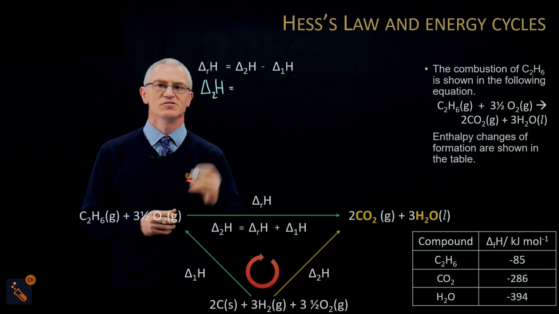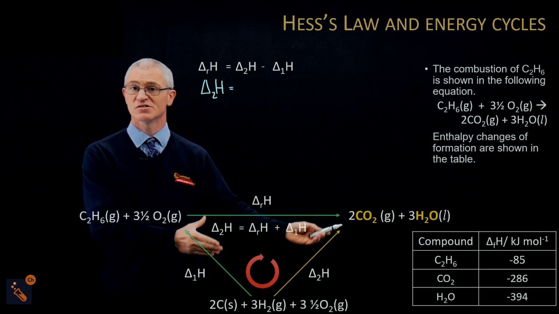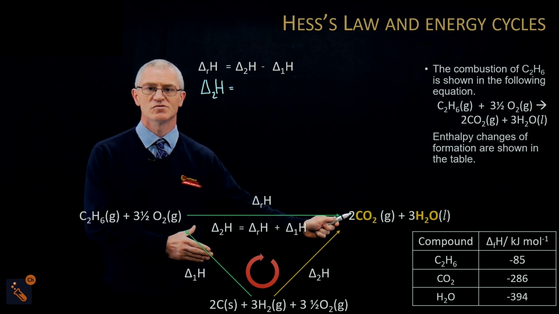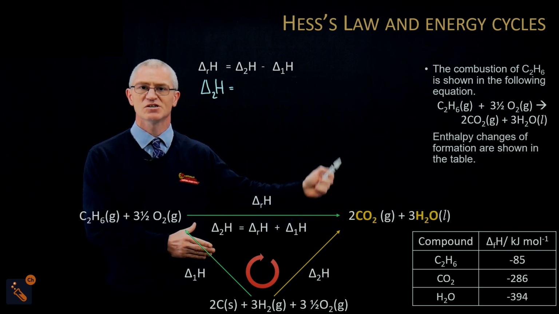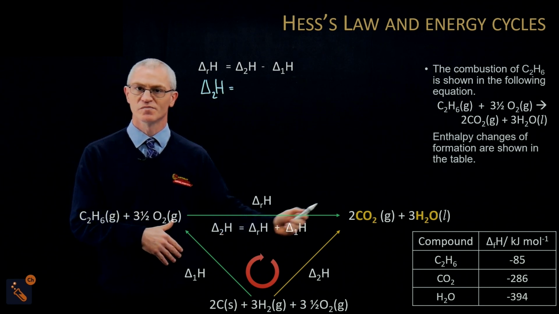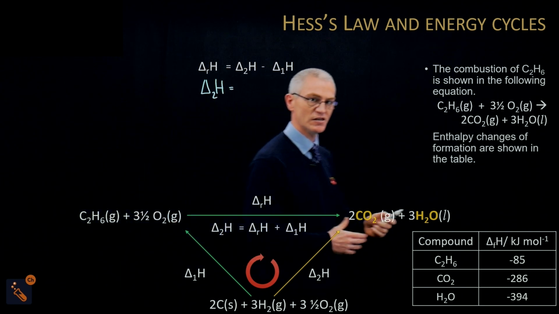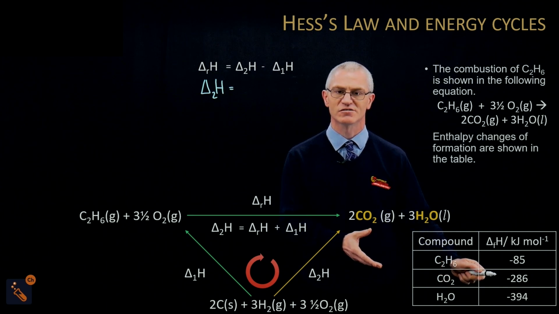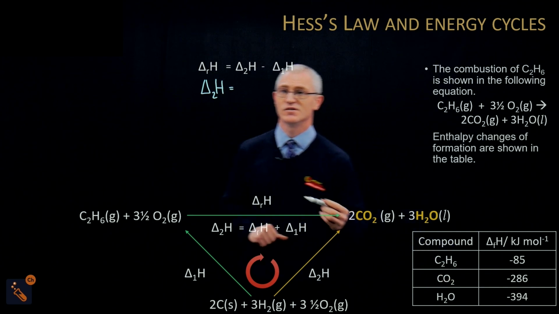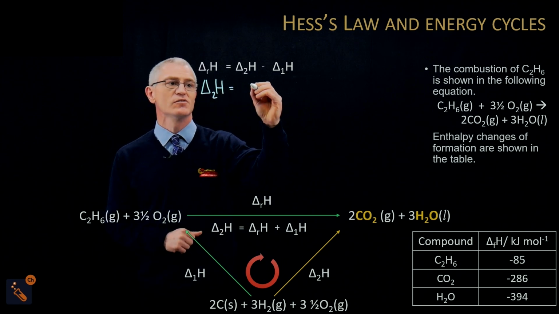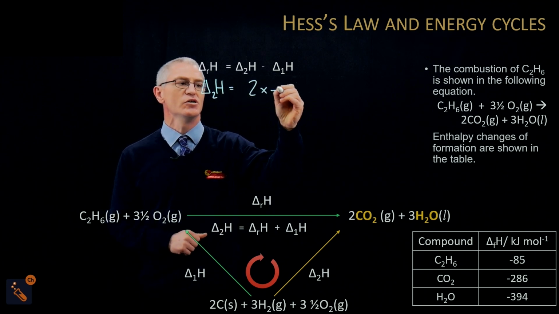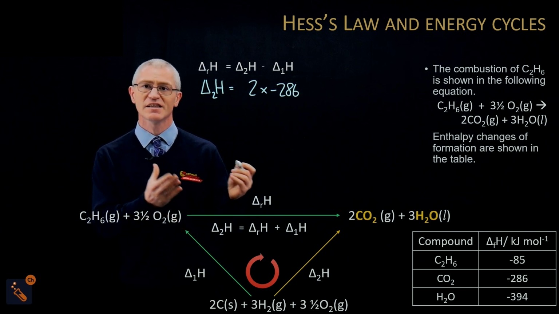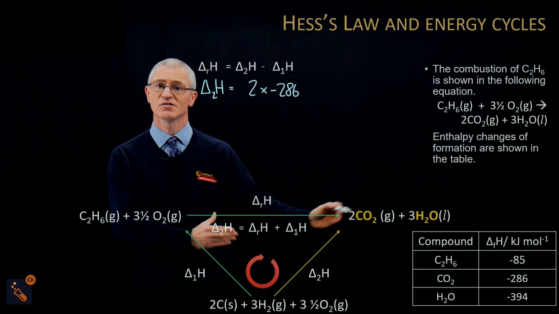Now delta 2H, if you look at it over here, hopefully you're starting to work it out. As we go up here, we're making 2 moles of the carbon dioxide. Now, enthalpy change of formation is based on 1 mole. So if I then go over here, I can see that CO2 is -286, okay, and there are 2 moles of it. So therefore, it would be 2 times -286.